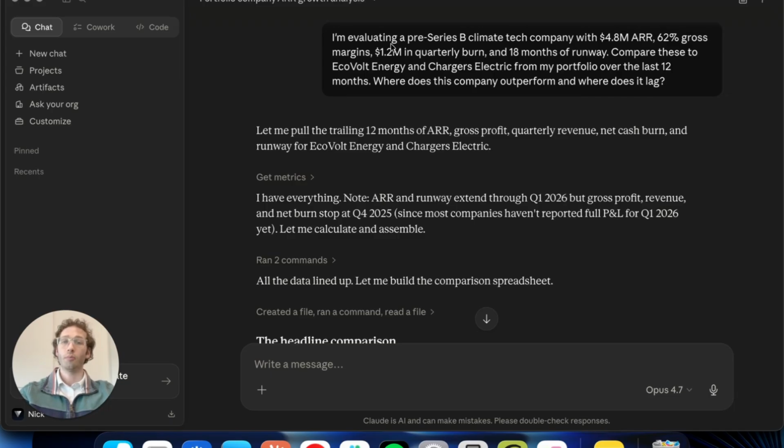I'm evaluating a pre-Series B climate tech company with 4.8 million in ARR. They have 62% gross margins, 1.2 million in quarterly burn, and 18 months of runway. Compare these metrics to EcoVolt Energy and Chargers Electric from my portfolio over the last 12 months. Where does this company outperform and where does it lag?